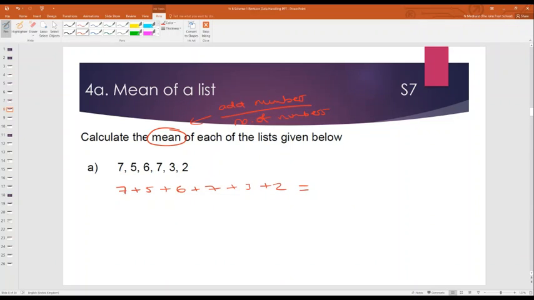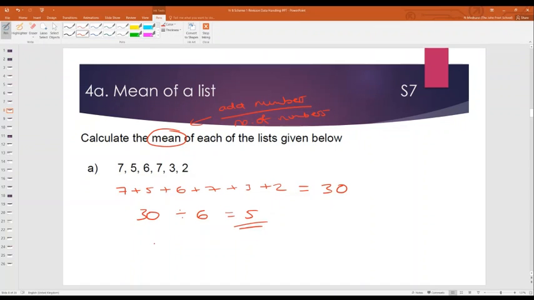But 7 plus 5 is 12, plus 6 is 18, plus 7 is 25, 28, 30. So all of those numbers together add up to 30, and there's 1, 2, 3, 4, 5, 6 of them. So we're going to do 30 divided by 6, which is 5. So the mean of those numbers is 5.